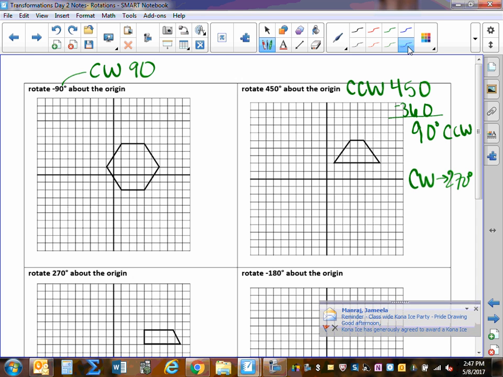Okay, so our first one, rotate negative 90 degrees about the origin. Again, that's going to be clockwise 90 because it's opposite of counterclockwise. Now, as you're going through, please mark off what you've done so far and connect your dots as you go. It'll help prevent you from making mistakes.